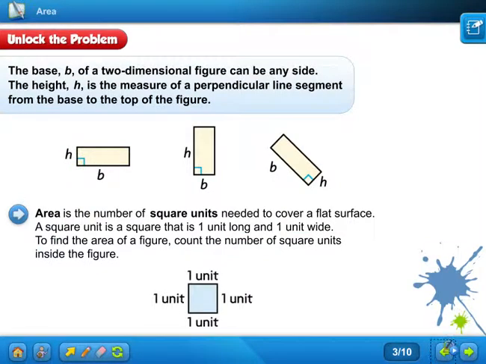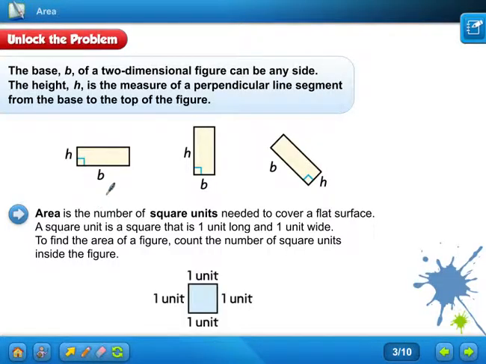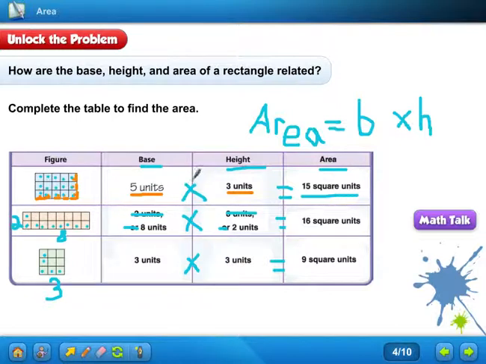So let's go back to the first page right here. How can you use a formula to find the area of a rectangle? Well, I know that I can use the formula that area equals base times height, as long as it has a perpendicular, right? 5 units times 3 units equaled 15. And remember, it's very important you put square units because they're square. 15 square units. So it's area equals base times height, and that is the formula.